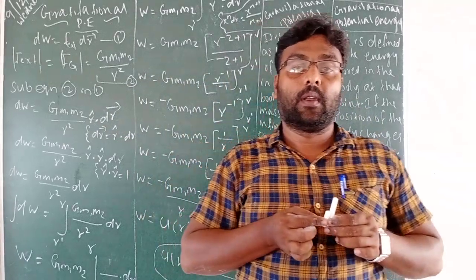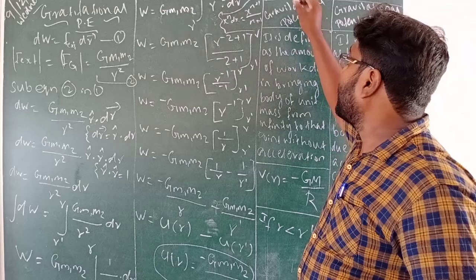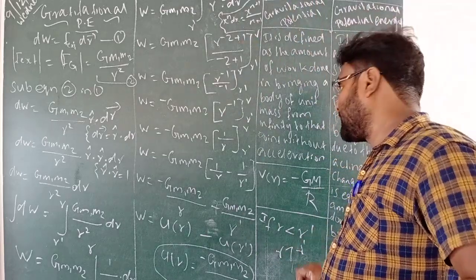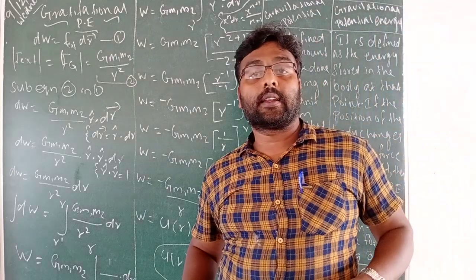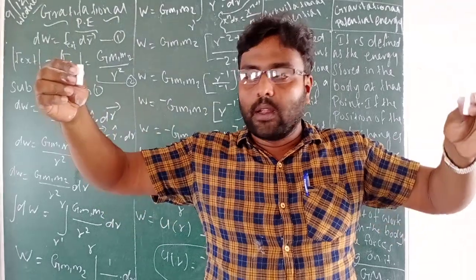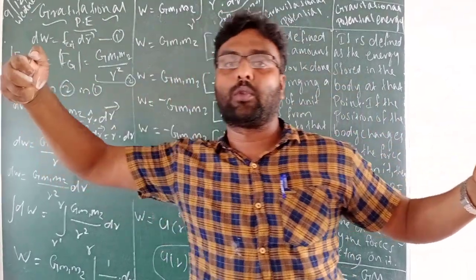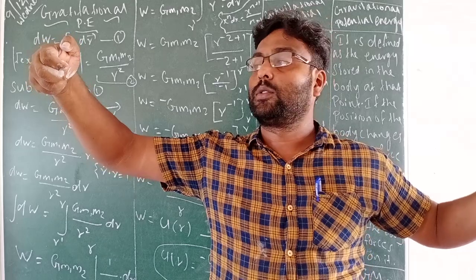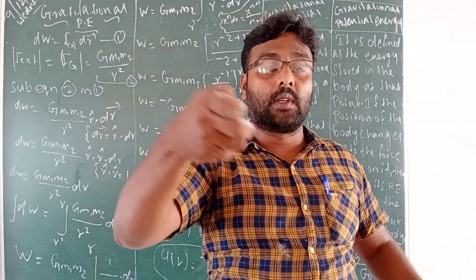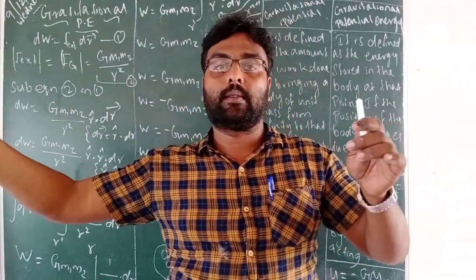Now, the second case is R is greater than R dash. R is greater than R dash means this direction is the gravitational force, and you are pulling this mass in this direction. So you are applying some work, an external force, to bring this mass from here to here.